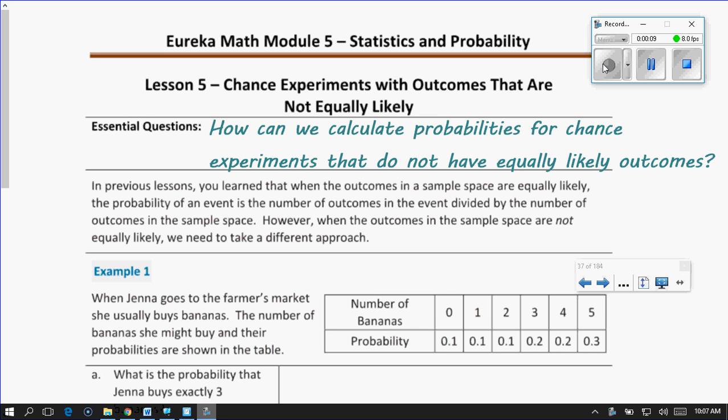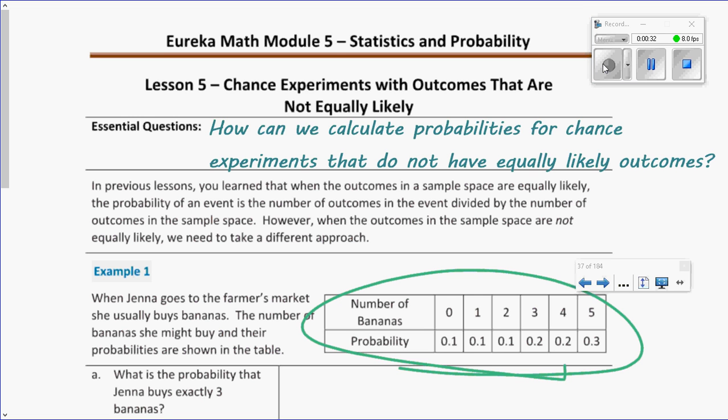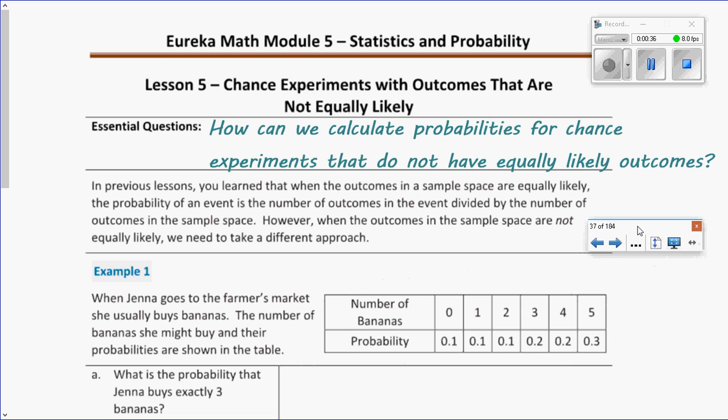Okay, so basically we were talking about if you spin a spinner and all the sections are the same size, or you roll a dice and all the sides have an equally likely chance of happening, or flipping a coin, it's equally likely that you would get heads or tails. So we're going to talk today about some chance experiments, things that have already happened or using data. We're going to use that, and it's going to be probabilities that are not equally likely.